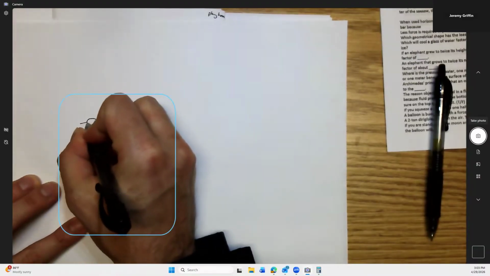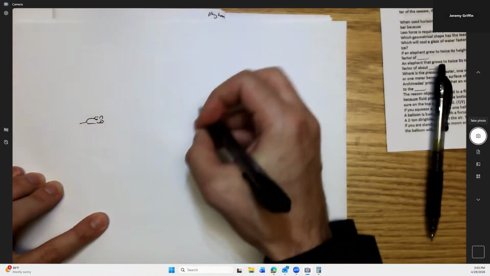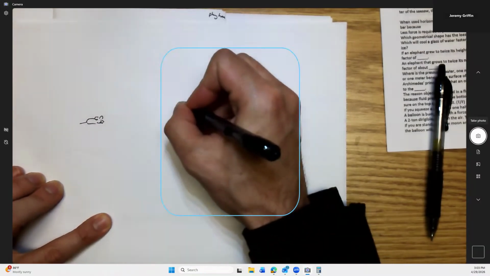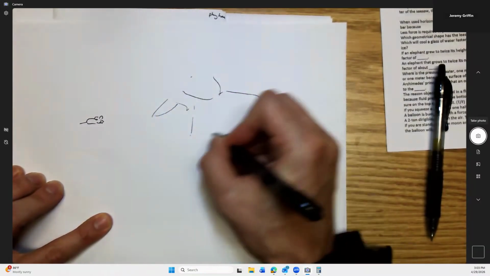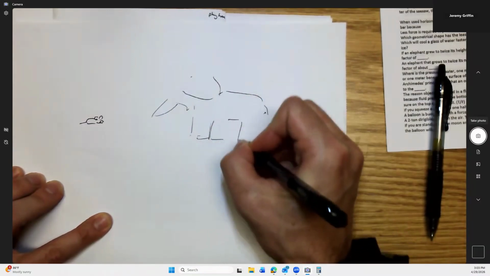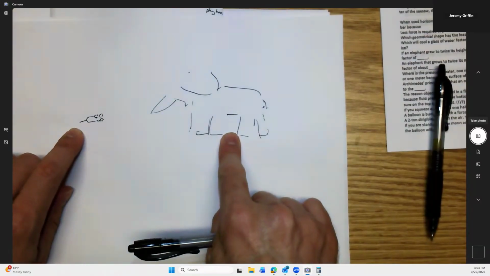What if you start with a small animal? Let's have a little mouse right here. And then you go to a big animal, like say an elephant. It's your classic big animal, right? Got big elephant feet up there. All right, so I got a mouse versus an elephant.